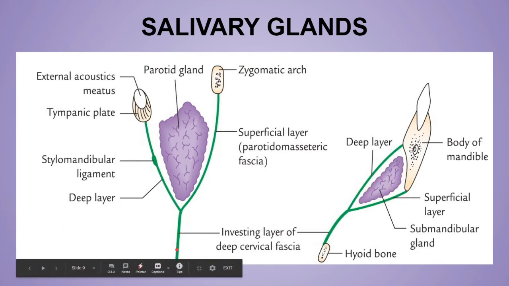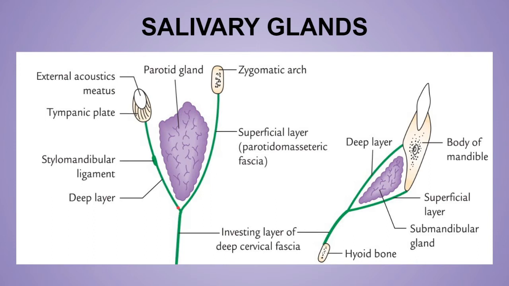Now over here, as you can see in the parotid gland, the investing layer actually splits into two fascias or two layers, that is the superficial fascia and the deep layer or the deep fascia. This layer is also known as the parotidomasseteric fascia, and this is attached to the zygomatic arch.